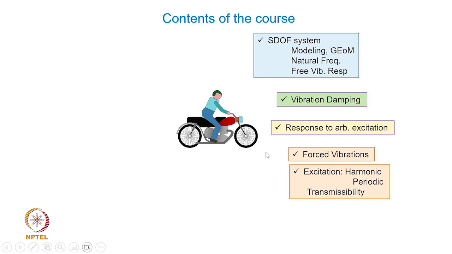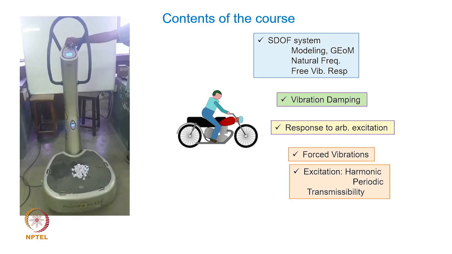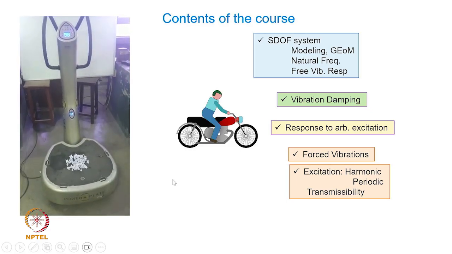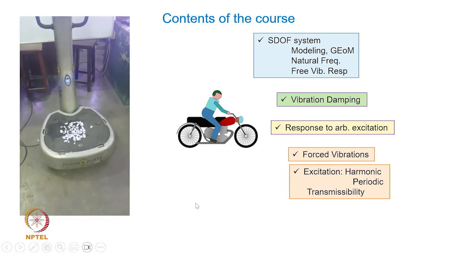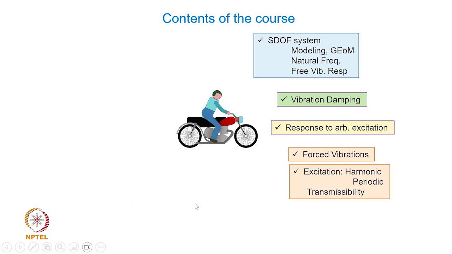So how to find the response to such excitation functions? We'll look at the importance of transmissibility in the design. And we have some setups in the lab where we can look at how the forced vibration of this platform, on which you can stand as a fitness machine, how to model such a fitness machine as a vibratory system and generate the response. Okay, so this is just one of the examples that we will look into.